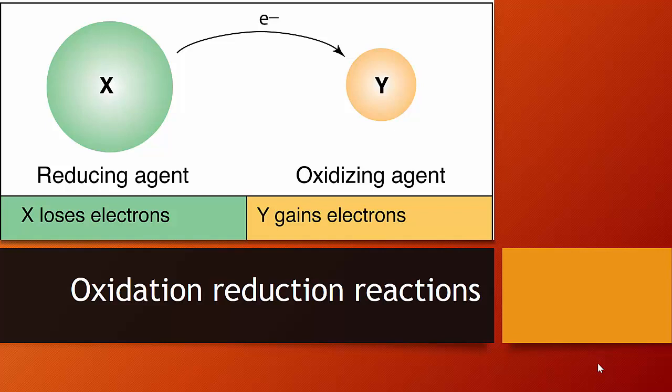Now this diagram has an extra bit of terminology on it. We've got a reducing agent and an oxidizing agent. The reducing agent is the one that's reducing something else. The reducing agent is the one being oxidized, though. The oxidizing agent is oxidizing something else. The oxidizing agent, however, is being reduced.